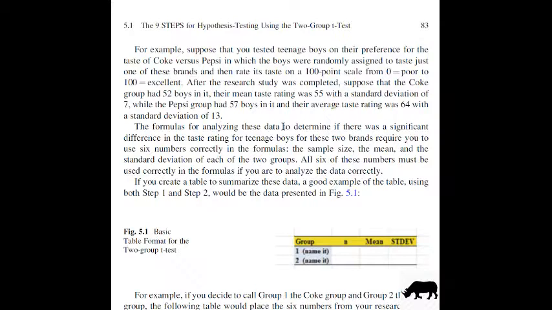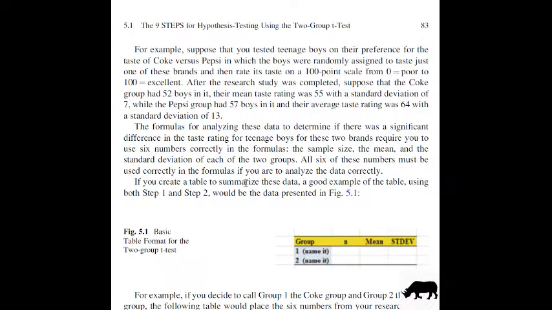After the research study was completed, suppose that the Coke group had 52 boys in it. Their mean taste rating was 55 with a standard deviation of 7, while the Pepsi group had 57 boys in it and their average taste rating was 64 with a standard deviation of 13.